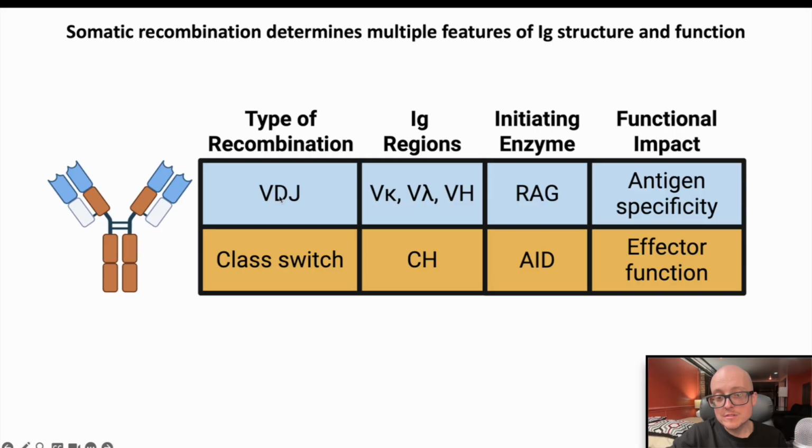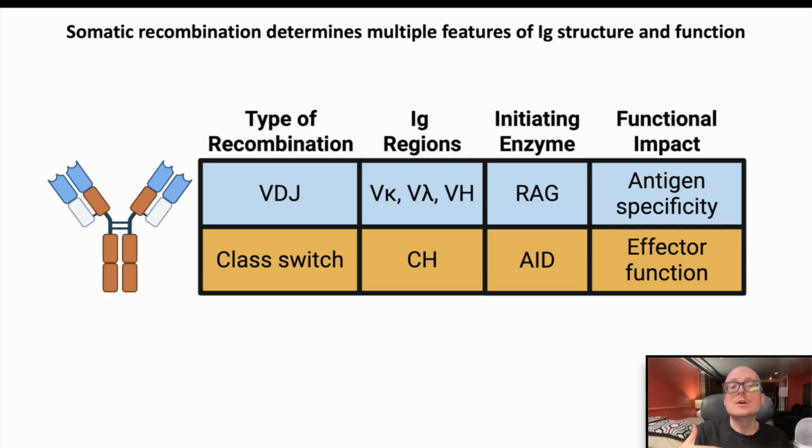VDJ recombination, and you can notice that VDJ here is in blue, is important for determining the structure of these blue segments on the immunoglobulin molecule, and those are going to be the variable light chains, which might be either V kappa or V lambda, as well as the variable heavy chain, which remember are the inner variable segments, and the light chains are the outer variable segments. The key enzyme that accomplishes VDJ recombination is RAG, recombination activating gene. And again, the functional impact of VDJ recombination is to confer antigen specificity on the immunoglobulin molecule, to determine which antigen it will bind. And of course, that's very important.